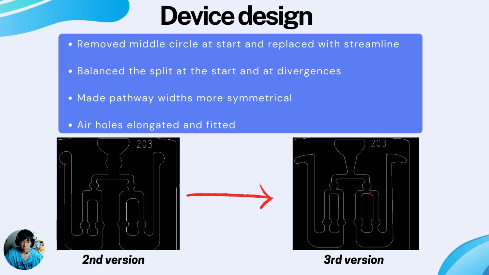We balanced the split at the start and at various divergences, ensuring that the flow paths were more consistent and reliable. We also focused on making the pathway widths more symmetrical. This symmetry helped in maintaining even flow distribution, crucial for precise particle handling and reducing potential dead zones. Finally, we elongated and fitted the air holes. This change was intended to improve airflow regulation and prevent blockages, thereby enhancing overall device efficiency.